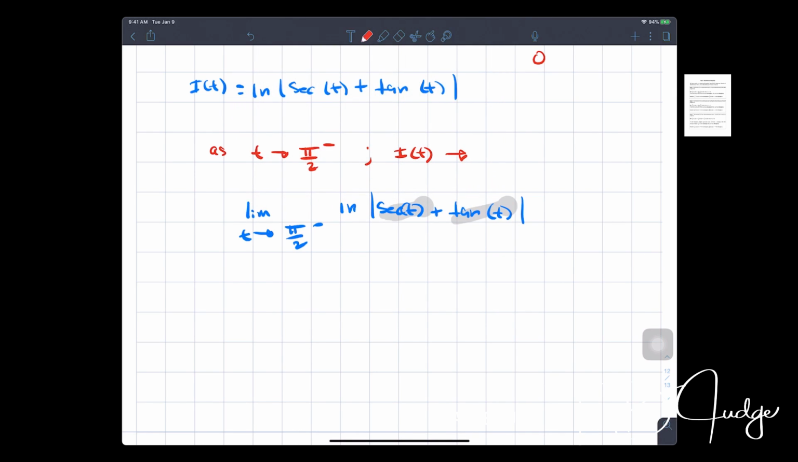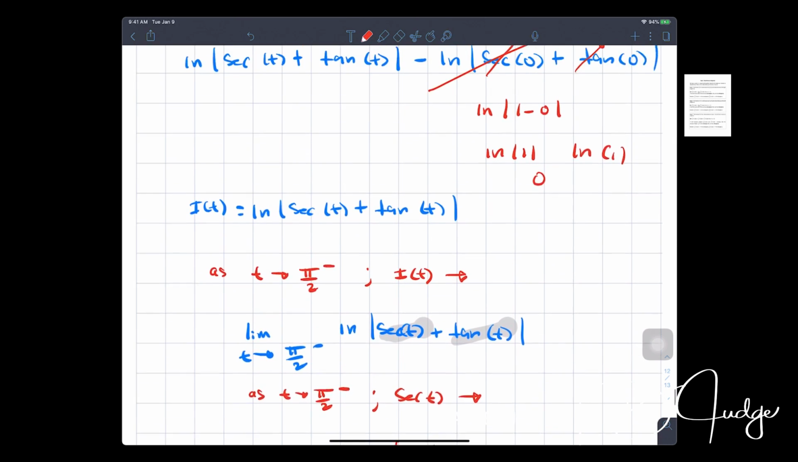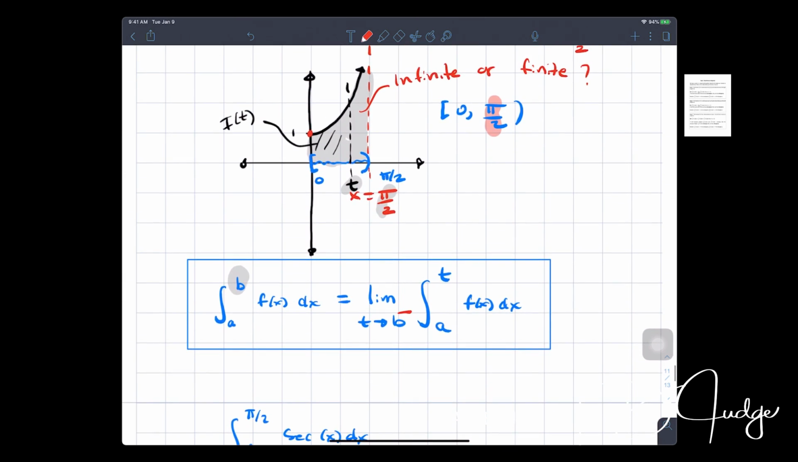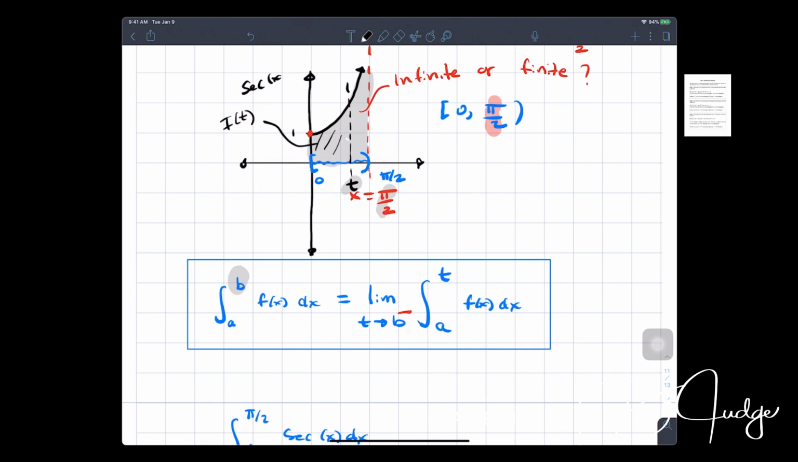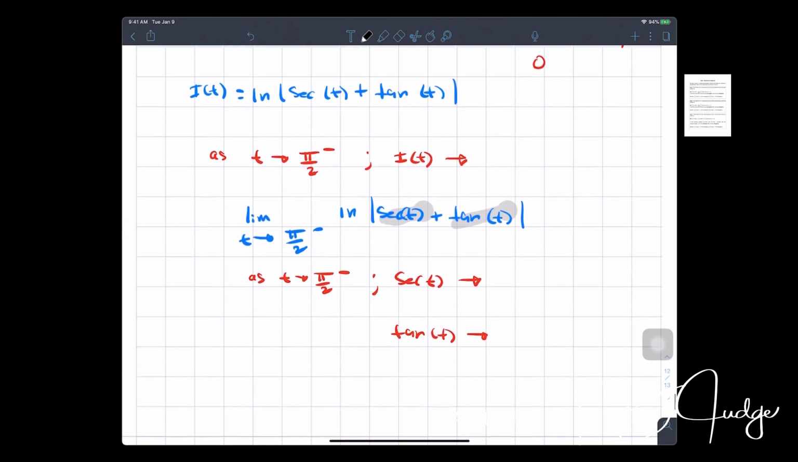So we need to know, as t goes to pi over 2 from the left, where does secant go to? And where does tangent go to? If you guys recall. Well, I have one answer, because if I go back to the original curve here, here's secant. If I get to pi over 2 from the left of this secant curve, the secant goes to infinity.